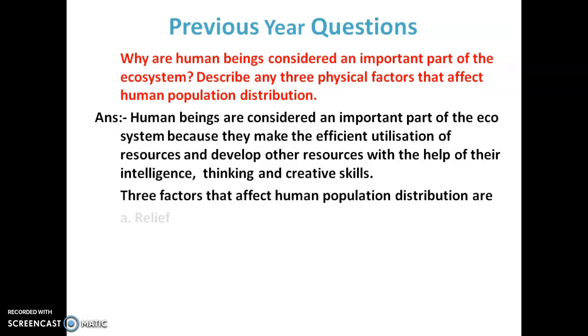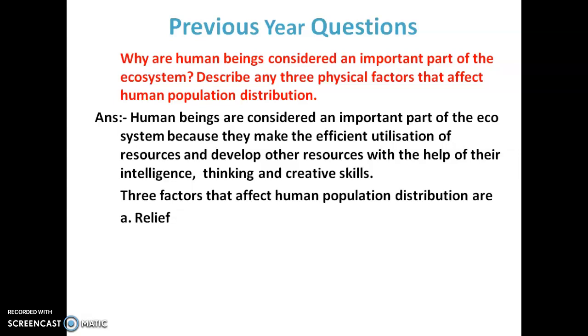As the question is asking, the first physical factor is relief. Relief means the landforms. What we see is that in the hilly areas, where the landform is somewhat difficult, or where it is difficult to construct roads, establish factories and all, mostly fewer people live there.